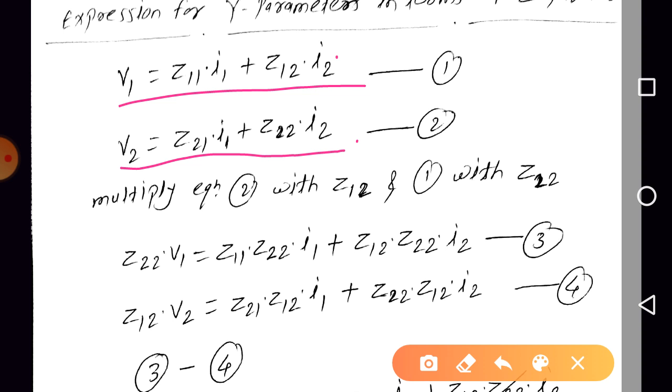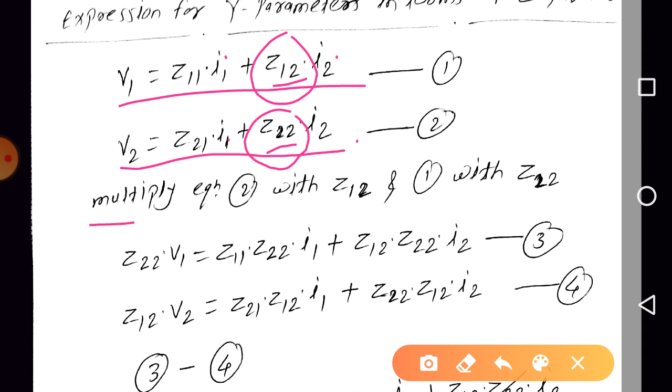For that, the coefficient of i2 in the first equation is z12, and the coefficient of i2 in the second equation is z22. So by multiplying equation 1 with z22 and equation 2 with z12, we will get equal coefficients for i2. Are you getting the point? After that we can subtract the equations and we will get the expression for only i1, because i2 will get cancelled.